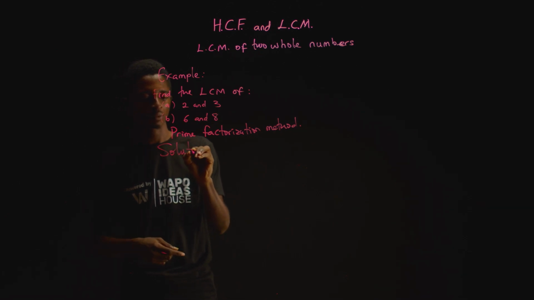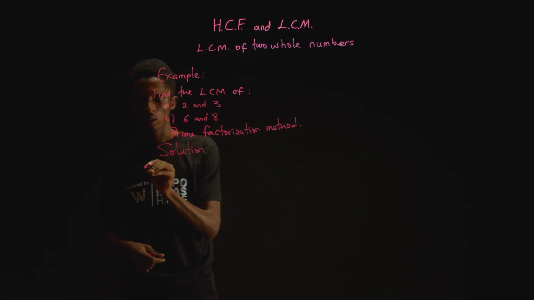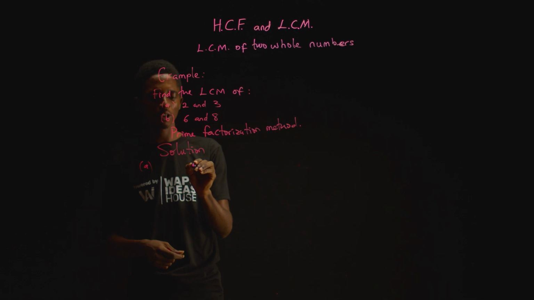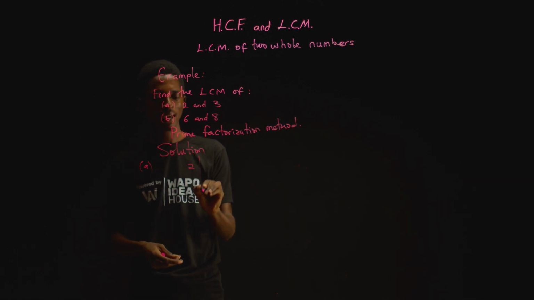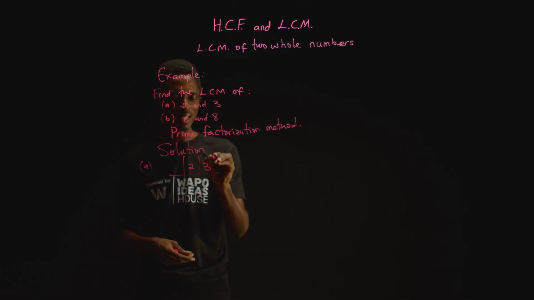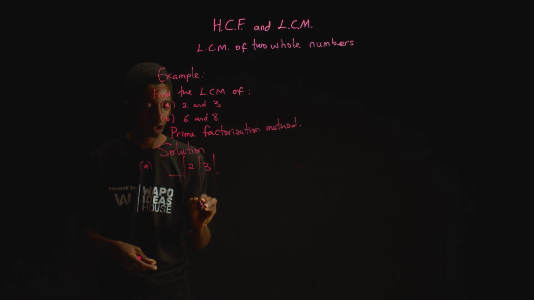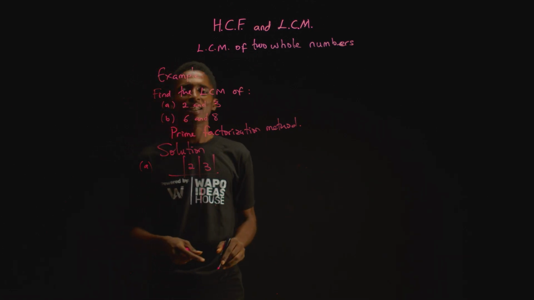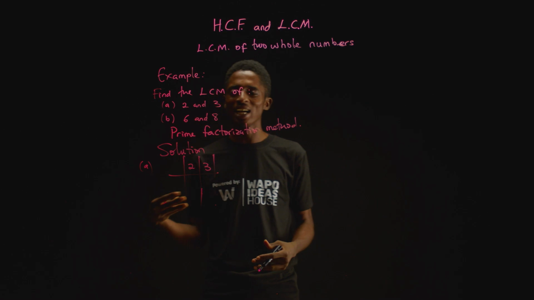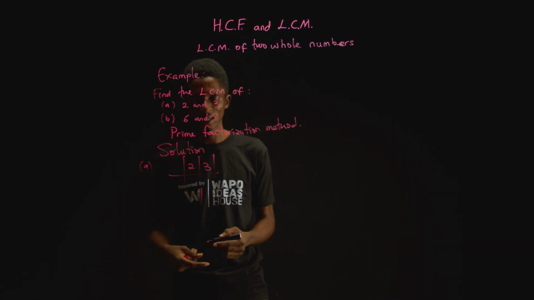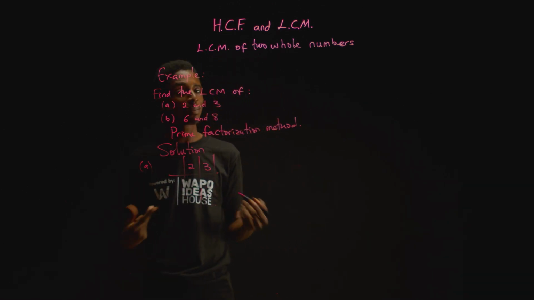Solution. The A part, we are looking for the LCM of 2 and 3. Now you write it out, just as I have done, into different columns. Now you check the prime numbers that can divide this without remainder. And if you observe, the two of them are prime numbers.